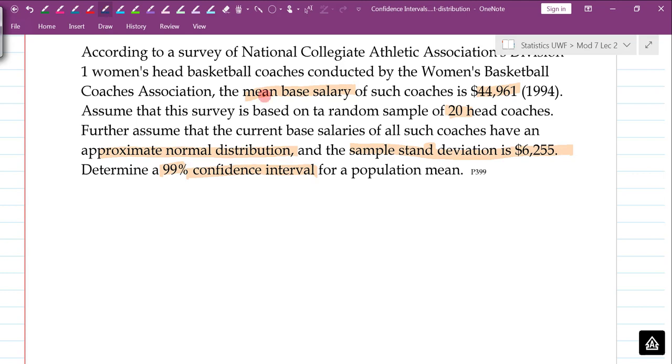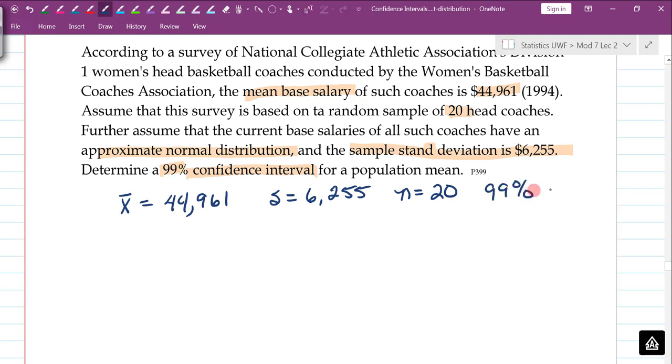Okay, so let's write down everything that we know. We know that the mean base salary, X bar, is 44,961. We know that our sample standard deviation, that does say standard deviation, you just can't quite see it. It's kind of invisible right now. So that's S is 6,255. We know that our sample size, N, is equal to 20, and we're looking for a 99% CI.